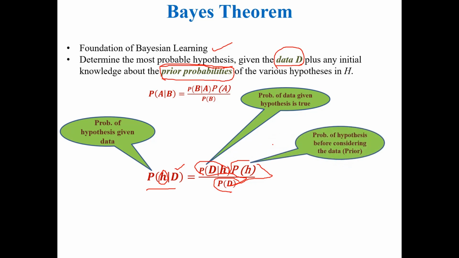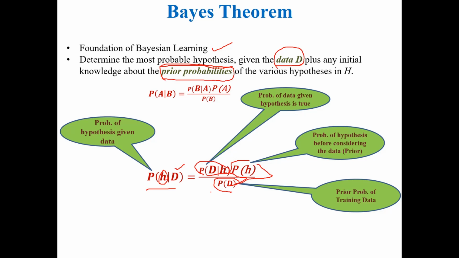This is the probability of the hypothesis before considering the data, that is the prior probability. And this is the prior probability of the training data. So we know that in machine learning, every algorithm tries to learn based on past data. Whatever data set we have available, we train our model on that data and try to come up with the best model. But in Bayesian learning, we select the best hypothesis based on its probability.